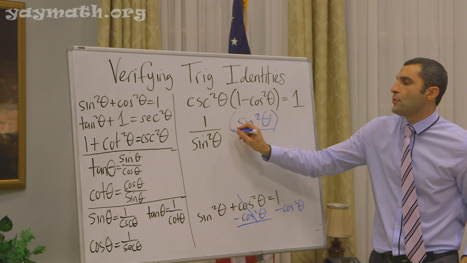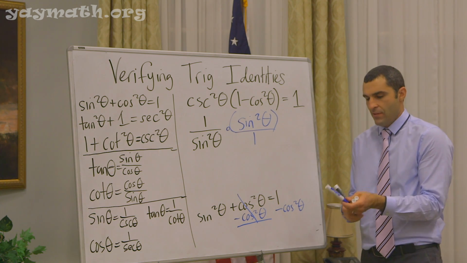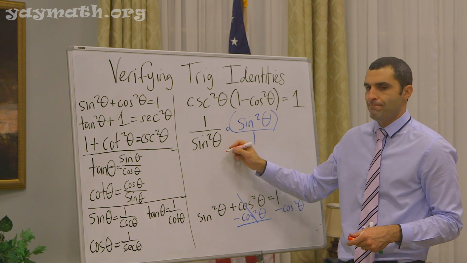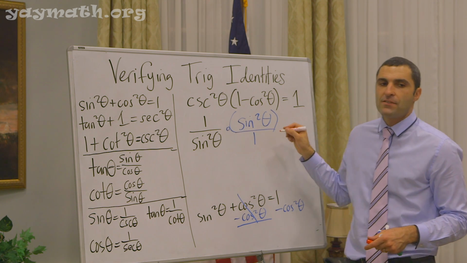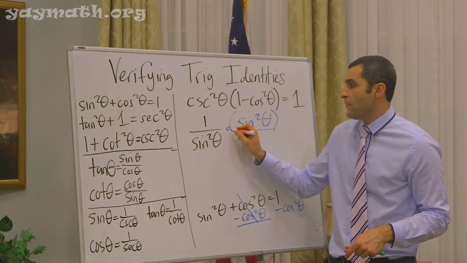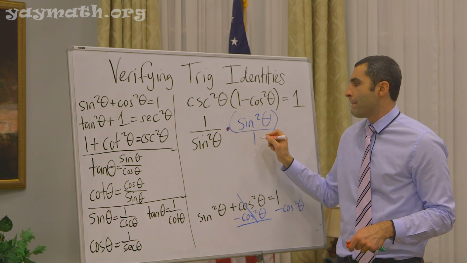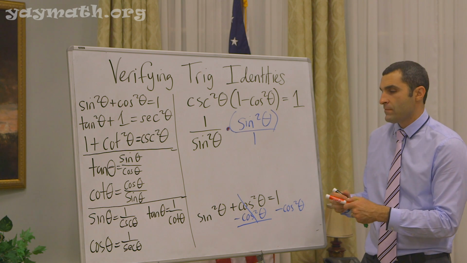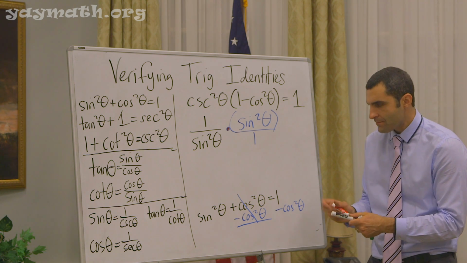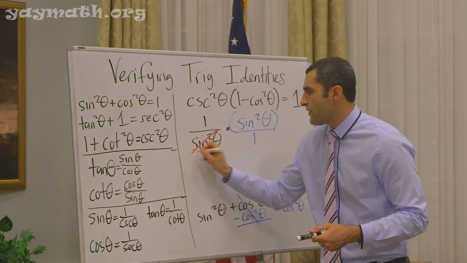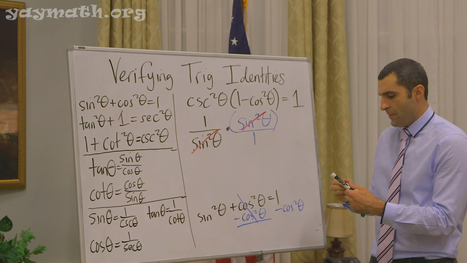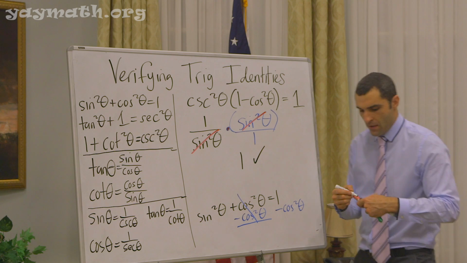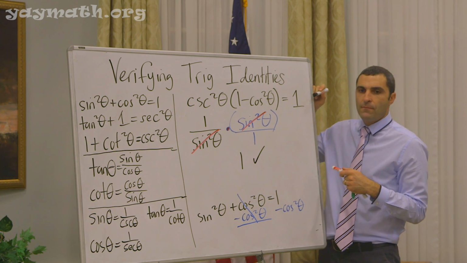Now what do we do? How do you multiply these fractions? You can cross multiply. It is sine squared over here, sine squared over here. That becomes 1. You put a 1 here. Check. Problem done, because it turned into 1.